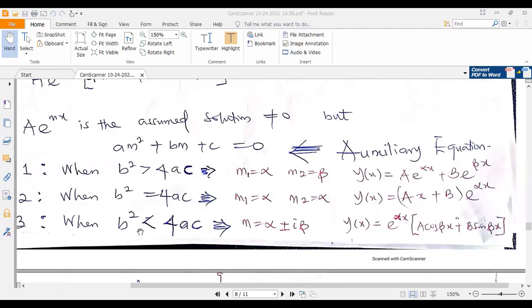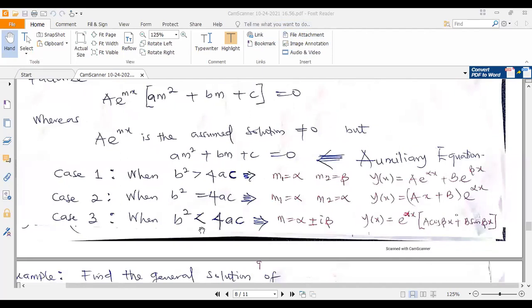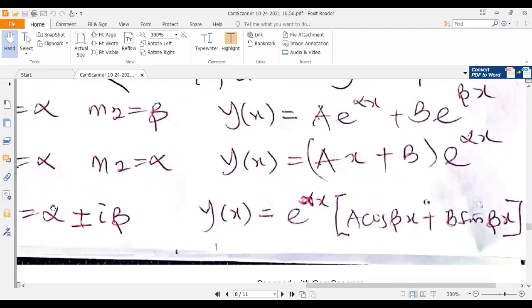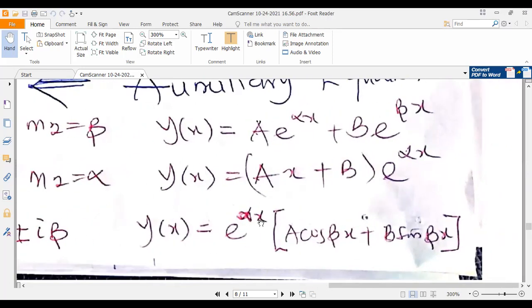The third solution now is when b squared is less than 4ac, and that is the case of complex roots. Then how do we write the solution? We write the solution to be exponential alpha, where alpha is the real part, multiplied by the independent variable. Then in the brackets, a cos beta, where beta is the coefficient of the imaginary part. Then that is how to get the solution.